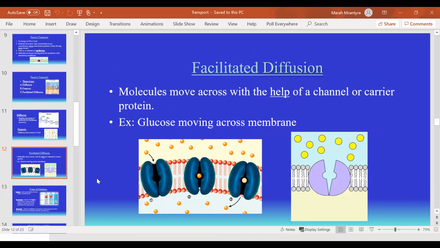Then facilitated diffusion, molecules move across with the help of a channel or carrier protein. I told you these proteins were going to come back into play that we talked about being part of the plasma membrane. This is where they come in handy during facilitated diffusion. Some molecules like glucose wouldn't be able just to go through the phospholipids, so they are going to use these proteins that help them get to the other side of the membrane. And I don't want you to get confused, because even though it looks like something is having to happen and it's trying to help, this is still part of passive transport. So no energy is involved.